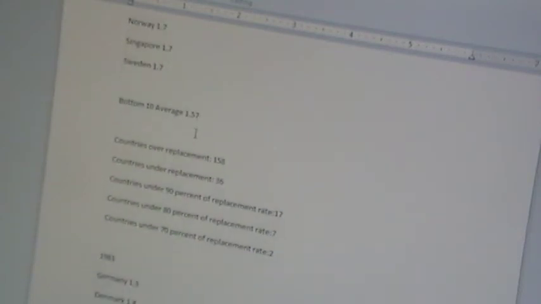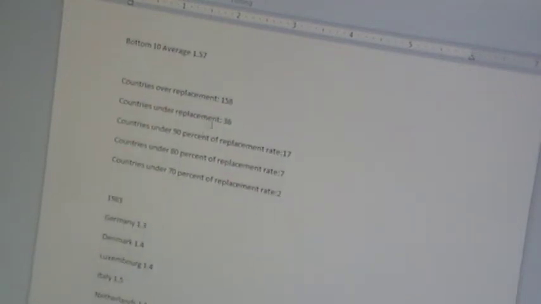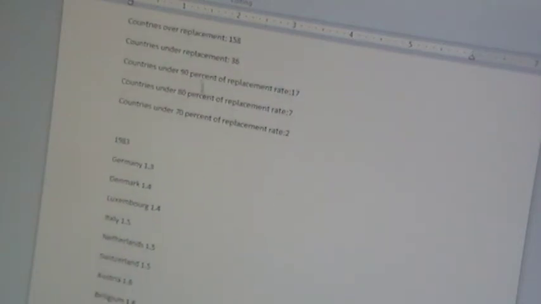Denmark now, with Germany, is in the lead with the 1.4. There's still Western European countries: Belgium, Netherlands, Luxembourg, Switzerland. And then you see Canada, 1.7. And the bottom 10 average now is 1.57. It's starting to drop. Countries over replacement, 158. Now countries under replacement, 36. The countries under 90% replacement rate, 17. 80%, 7. 70%, 2.